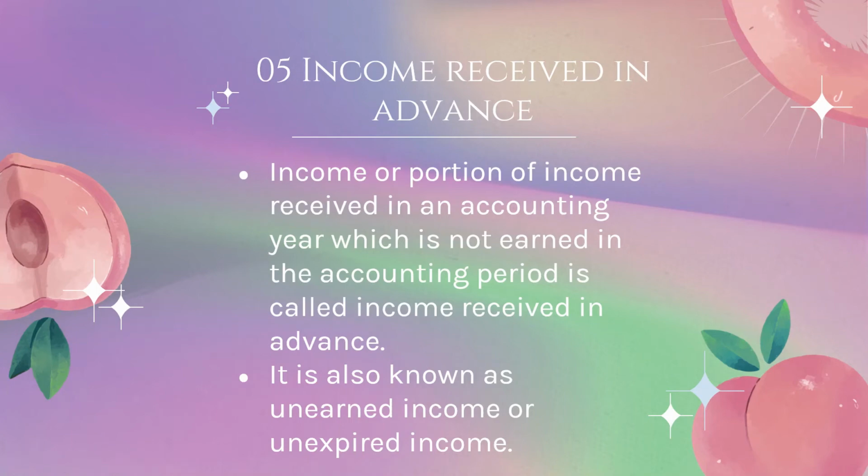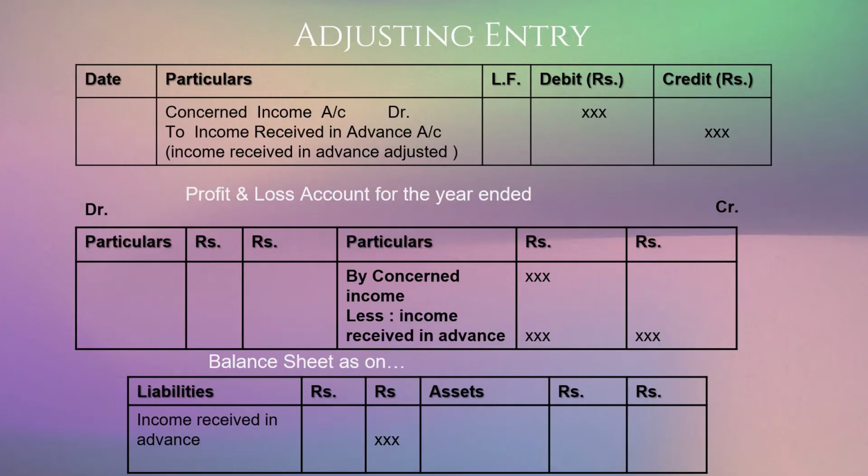And now income received in advance. Income or a portion of income received in an accounting year which is not earned in that accounting period, which is related to the next year. So that is called income received in advance. It is also known as unearned income or unexpired income. This is a liability. Before giving any service we have received money, so we are liable to give the service. That is why it is a liability.